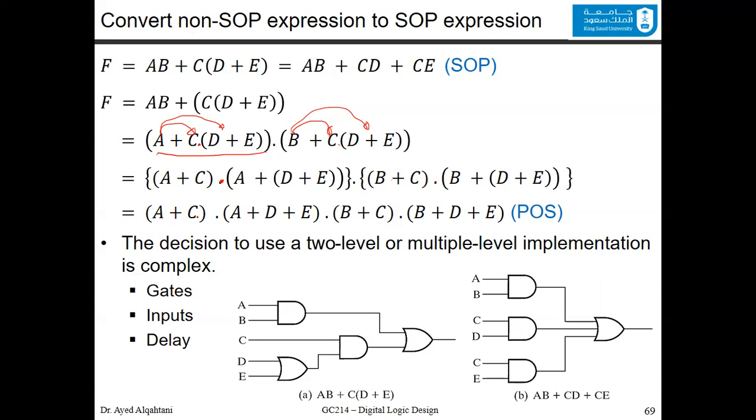This one will be A or B. This one will be A or D or E, and this one will be B or C. So you're just listing them. You don't need to reorder anything. And this is a product of sums.